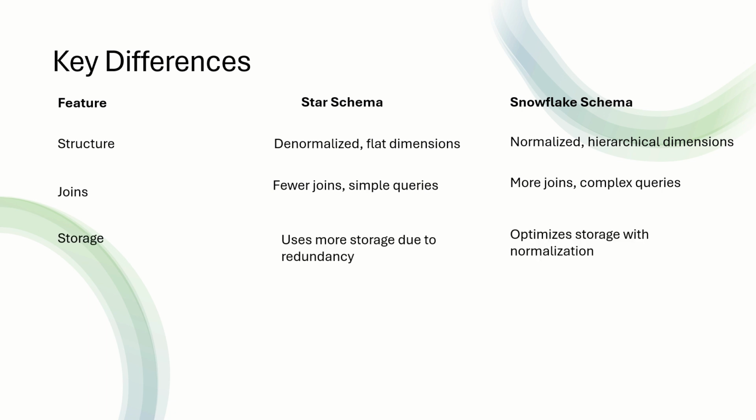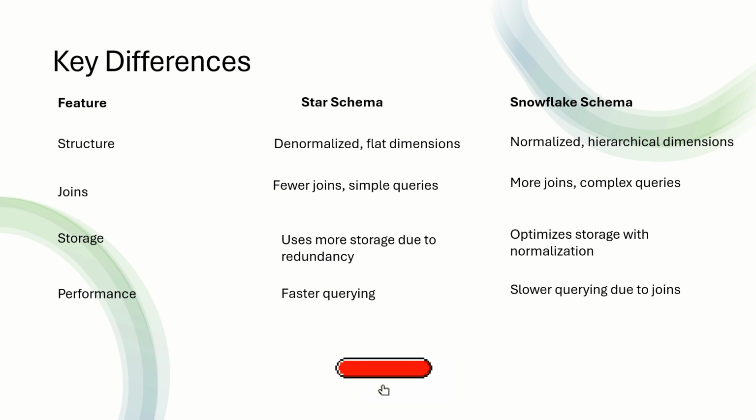And storage. Star schema uses more storage due to redundancy, since the data is duplicated, so it will take more storage. Snowflake schema optimizes storage with normalization. Since you are normalizing the data, it reduces the storage. Star schema has faster querying because the number of joins is less, as we discussed earlier. And snowflake schema has slower querying due to the number of joins. The number of joins is more compared to the star schema, so snowflake schema is a little slower.